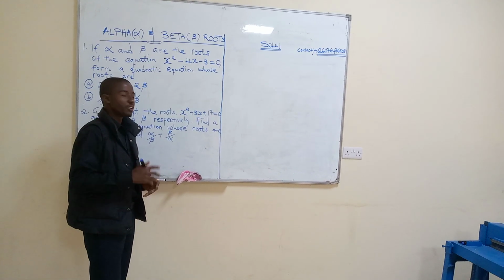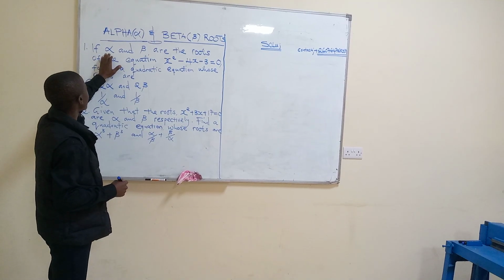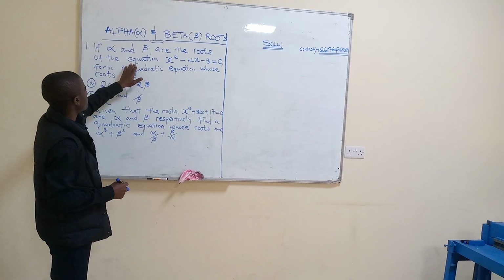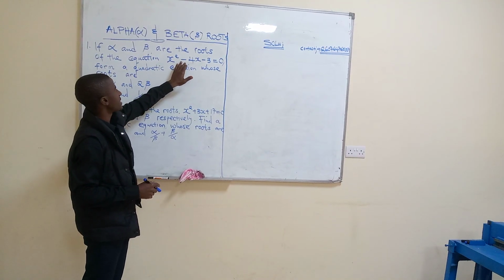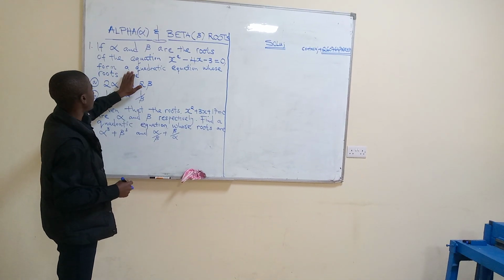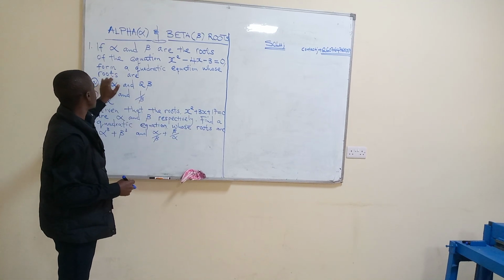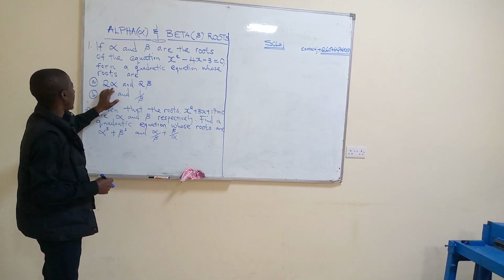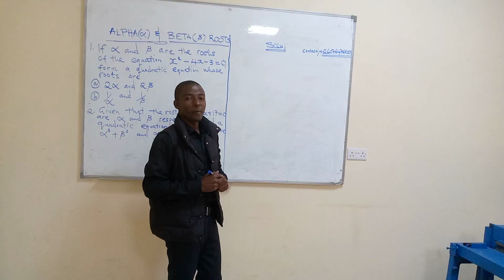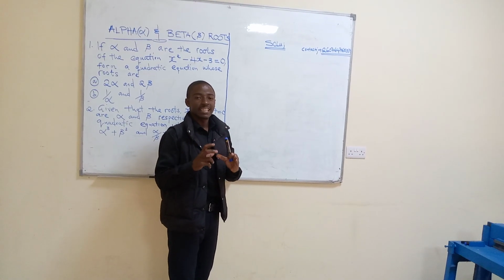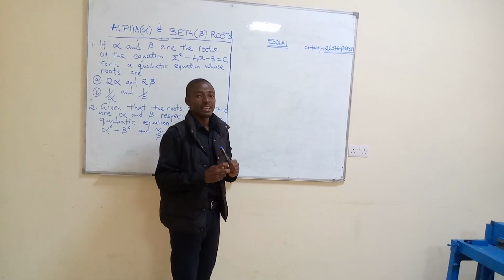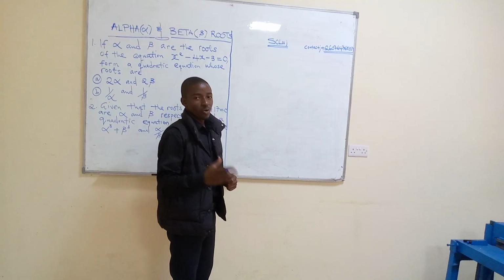So the first question reads, if alpha and beta are the roots of the equation x squared minus 4x minus 3 is equal to 0, form a quadratic equation whose roots are 2 alpha and 2 beta. What you have to bear in mind is that there are certain identities that you have to know before you start answering anything, and then you find the value. So we can start.